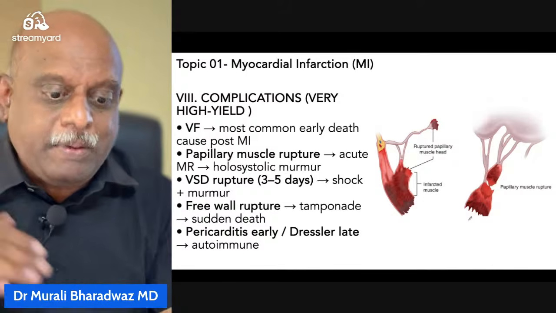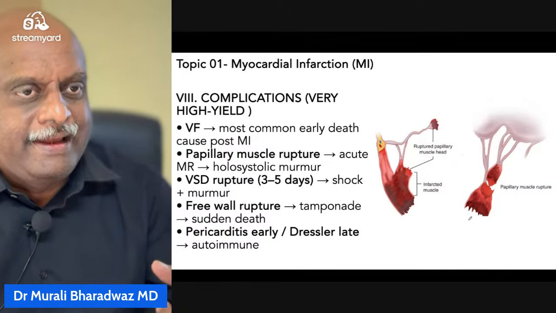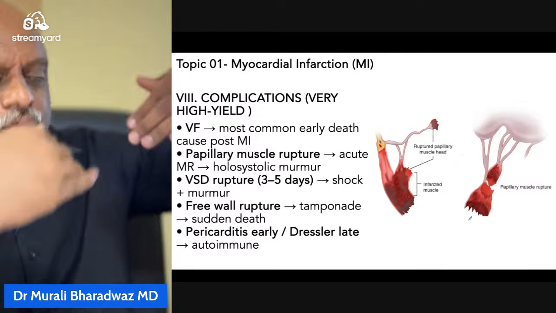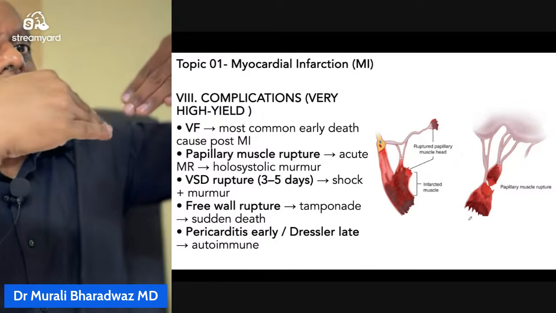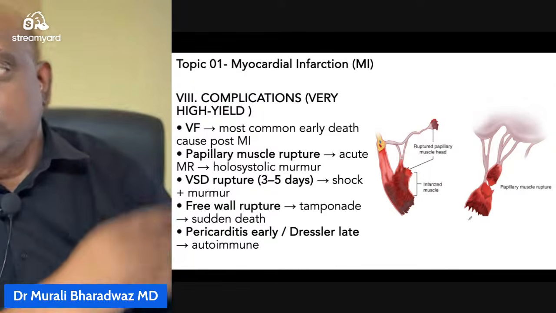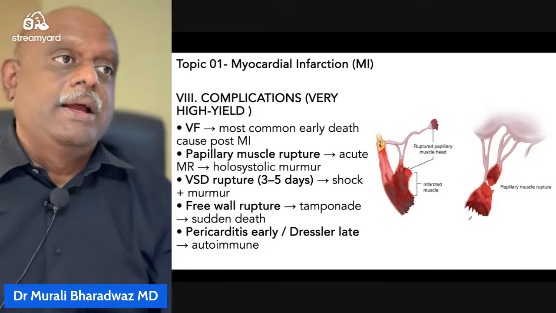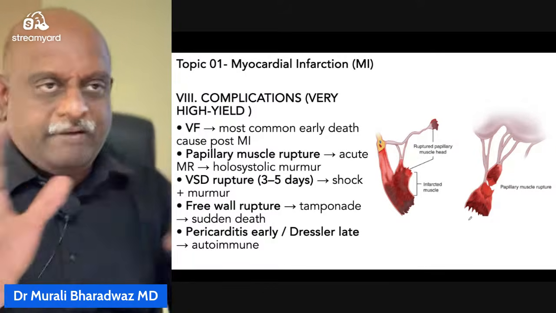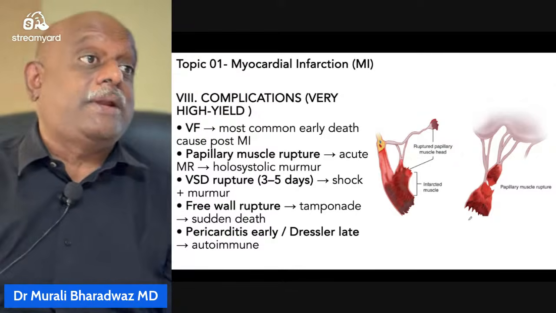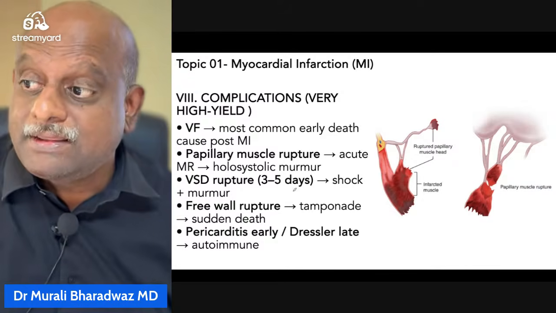But in MI, this papillary muscle will suffer ischemia and can rupture. When the ventricle is contracting, what will happen to the mitral valve? It will prolapse, leading to mitral regurgitation, which is a complication. Similarly, the ventricular septum between the left and right ventricles will suffer ischemia, leading to ventricular septal defect and rupture. This typically takes place on the 3rd to 5th day.